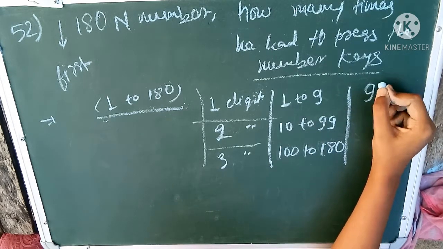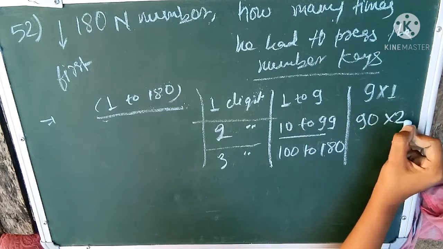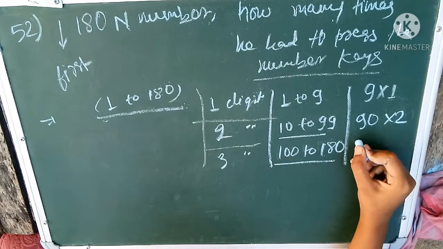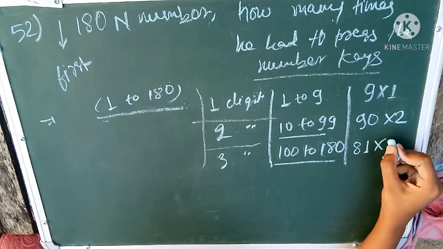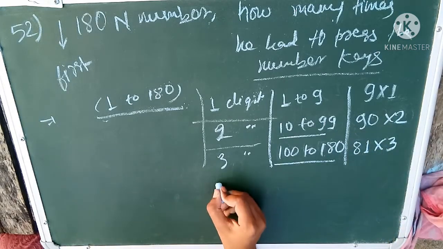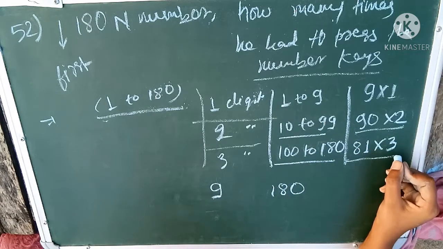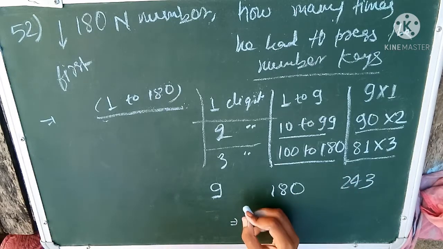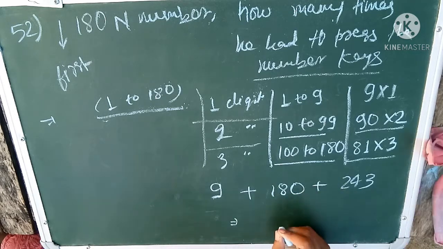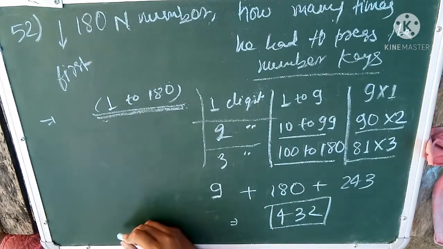So here 9 multiplied by 1, and in total we have 90 numbers having 2 digits, so we multiply 90 by 2, and we have 81 such numbers having 3 digits, so to count every digit we multiply by 3. So we get 90 multiplied by 2, that is 180, and 81 multiplied by 3, that is 243. To know the exact number, we need to add these 3 numbers, and we get 432. So 432 times he needs to press the number key if he has to type the first 180 natural numbers.